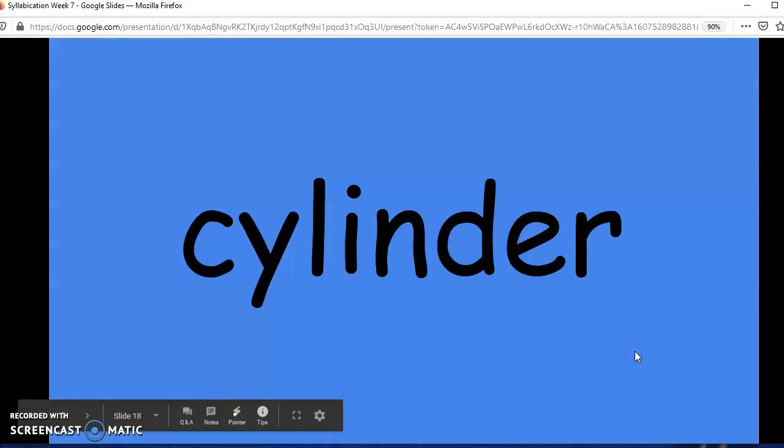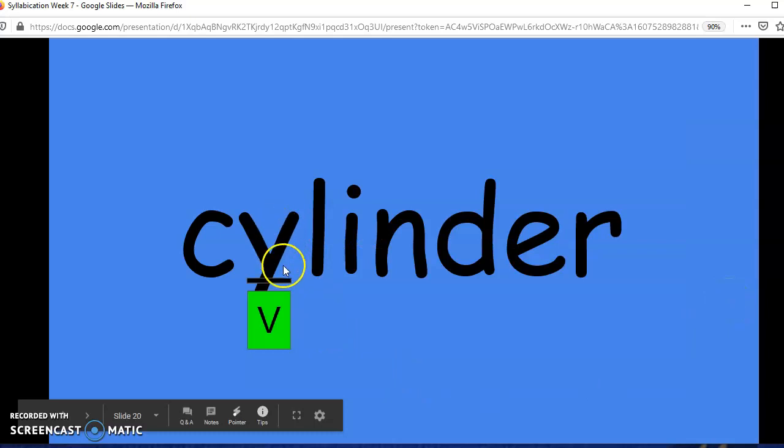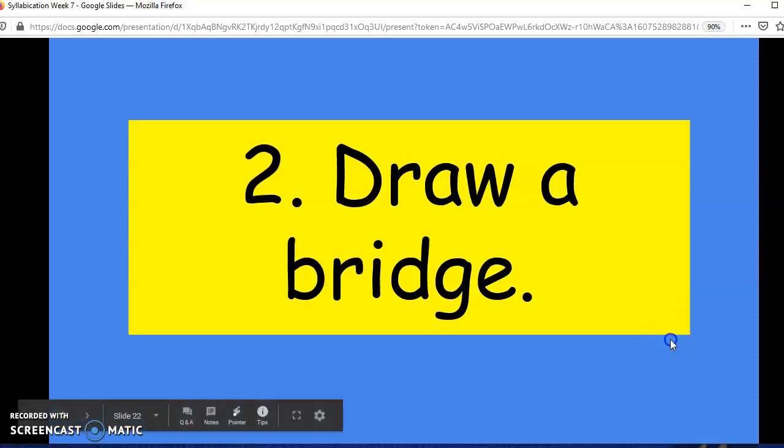Here is our next word. Go ahead and write it on your whiteboard or piece of paper. Okay, we're going to go ahead and find our first two vowels. We see Y. We know that can be a vowel sometimes. And I. We're going to draw our bridge.